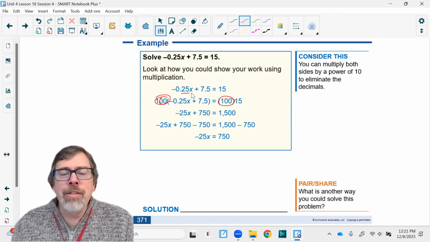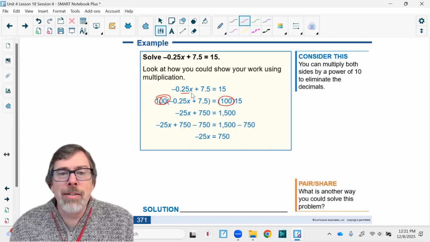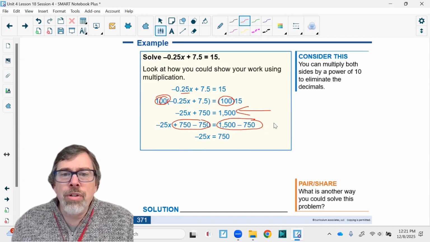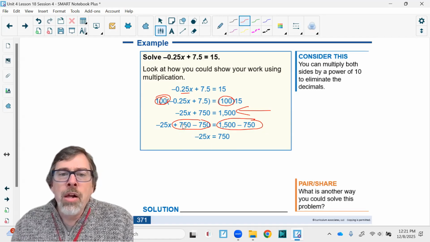Really good way to do it. It's not necessary, but it does make it easier. So once I get to this step right here, now they're subtracting 750 on both sides. They're just showing it horizontally instead of vertically like I do. This is a zero pair and leaving us with negative 25x. And this is 750, which is 1500 minus 750. Okay, they did not finish the problem.